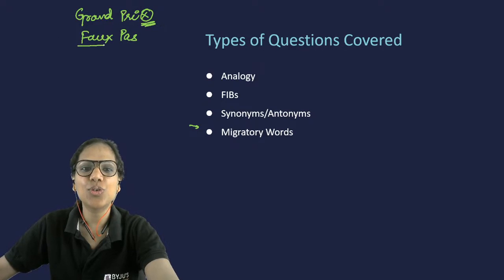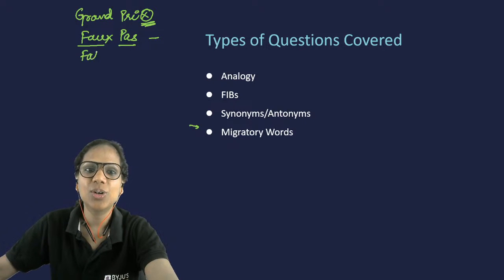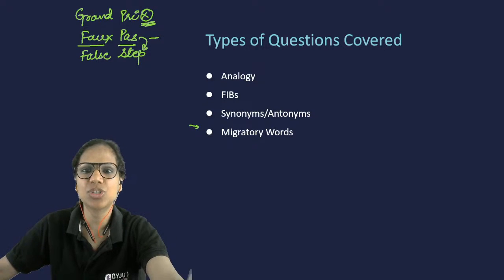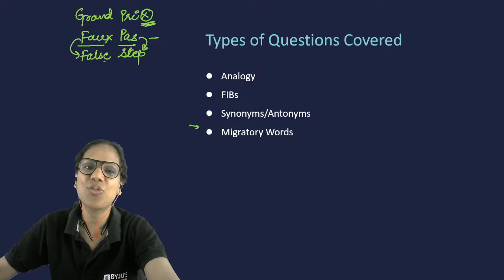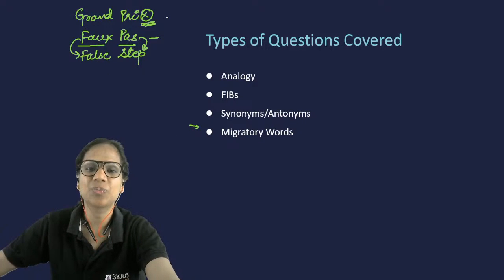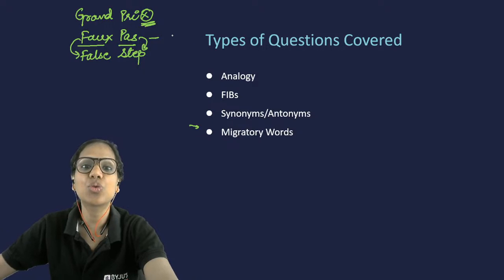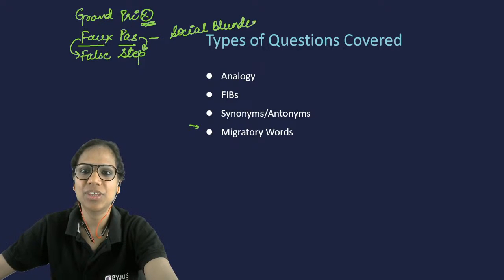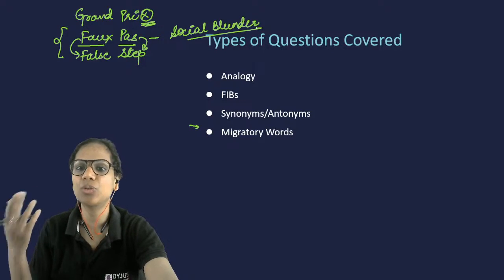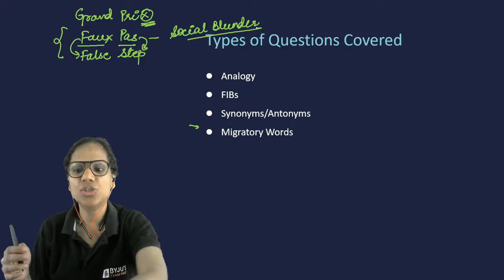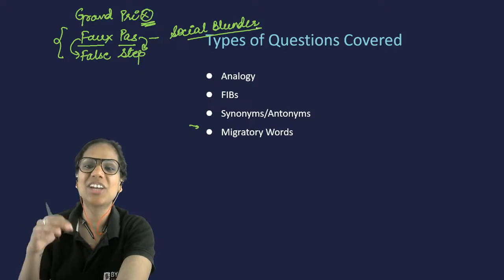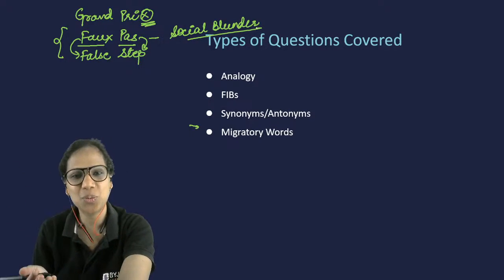If I translate faux pas for you word by word, it means a false step. Pas means step, associated with a paw, and faux means false, just like faux leather is false leather. So a faux pas is a social blunder. A faux pas is a social blunder. A French term that has been adopted by English and it is now used very commonly in English. So these are called migratory words. Just like we have migratory birds, we have migratory words.